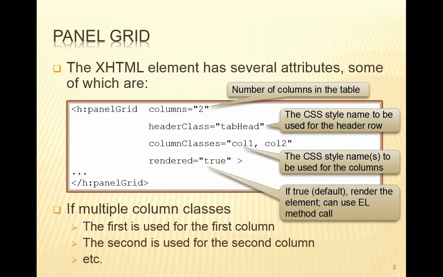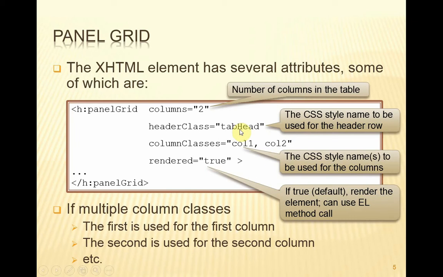So here we have an example of the panel grid. There are, in fact, quite a few attributes that we could specify, and I'm only showing a few here. First of all, the number of columns. This will tell the JSF environment how many columns to put into the table. The next two attributes are for us to specify the CSS style that we want for the header and for the columns. Now you can see for the header, which will be the header row in the table, that we're specifying a CSS style name.